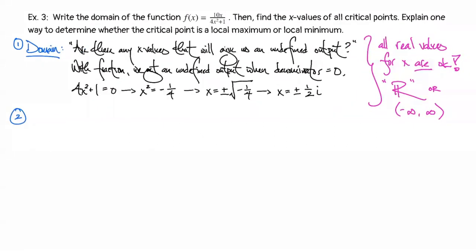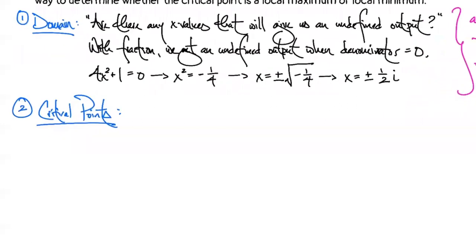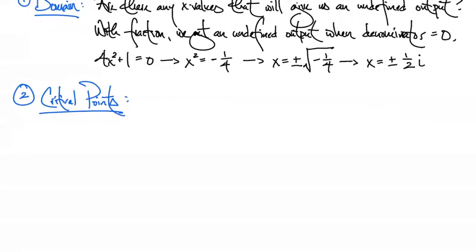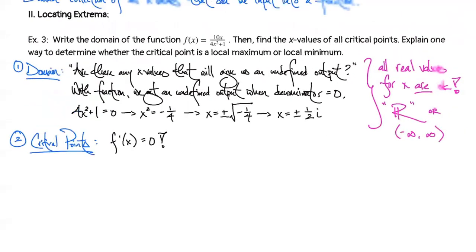Cool. All right, so let's see if we can find these critical points. If we're looking for critical points, what do we know about the slope? Yeah, exactly. We know that f prime of x is going to equal 0, right? By definition, that's what we know about a critical point. So that means we have to take our derivative, we have to set it equal to 0, and we have to solve.